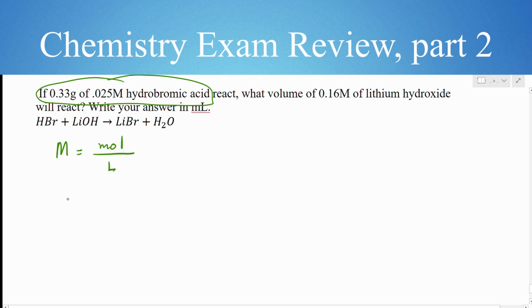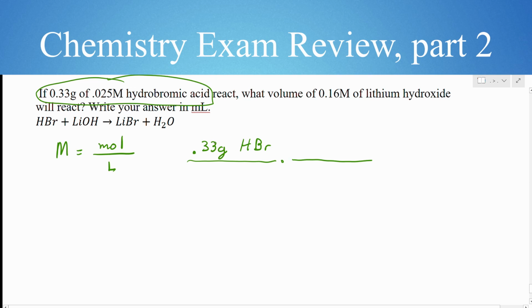Okay, and we know that there are 0.33 grams of the acid, HBr. We can convert this to moles of HBr, and then see the mole ratio so that we can see how many moles of lithium hydroxide had to have reacted, and then plug that into the molarity equation to find volume, because we already know the concentration of the base.